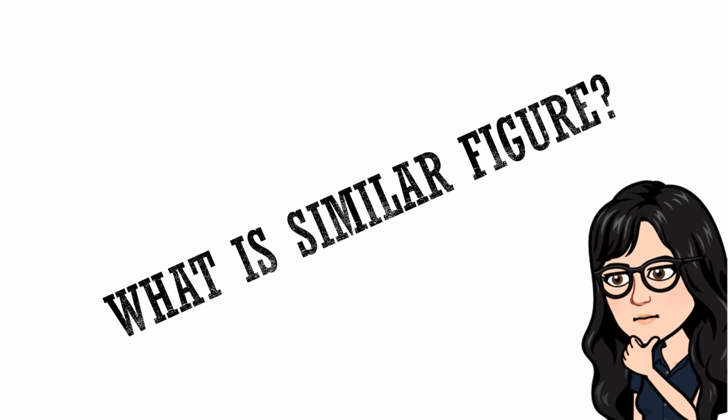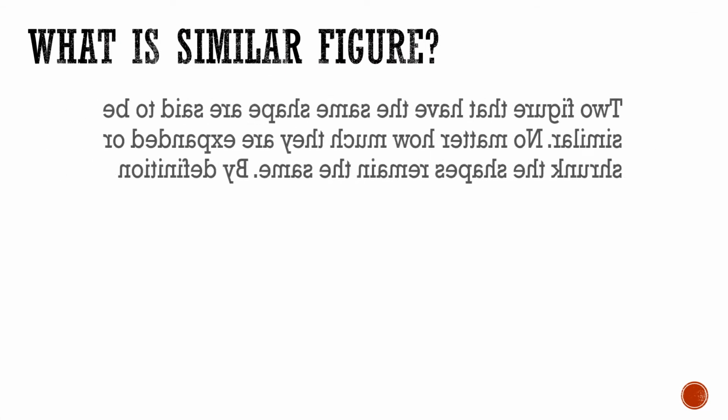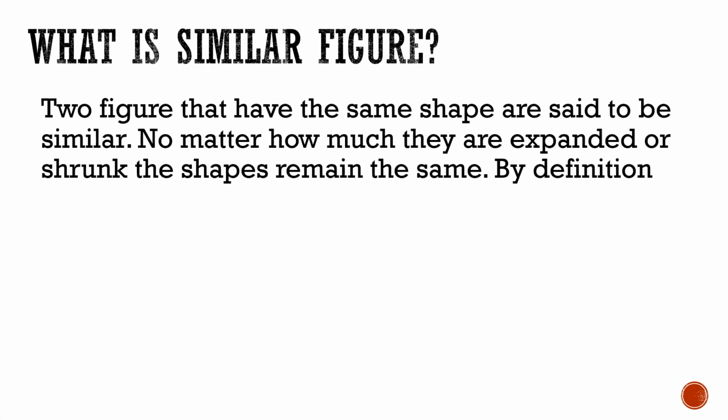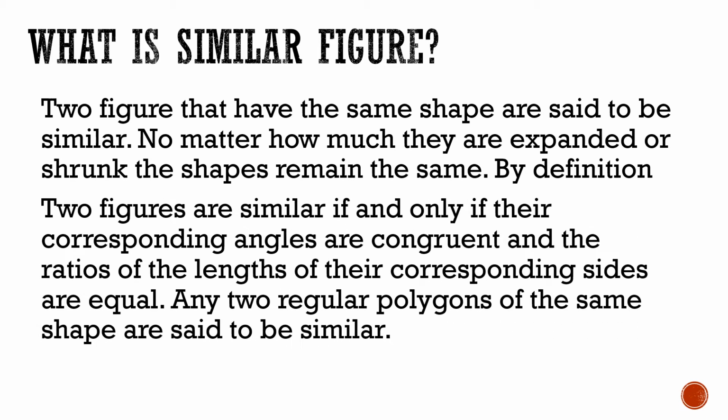What is a similar figure? Two figures that have the same shape are said to be similar. No matter how much they are expanded or shrunk, the shape will remain the same. Then by definition, two figures are similar if and only if their corresponding angles are congruent and the ratios of the lengths of their corresponding sides are equal. Any two regular polygons of the same shape are said to be similar.